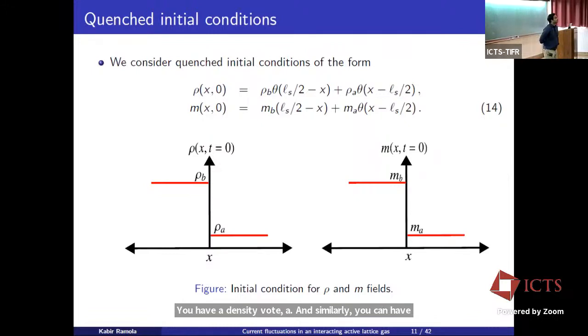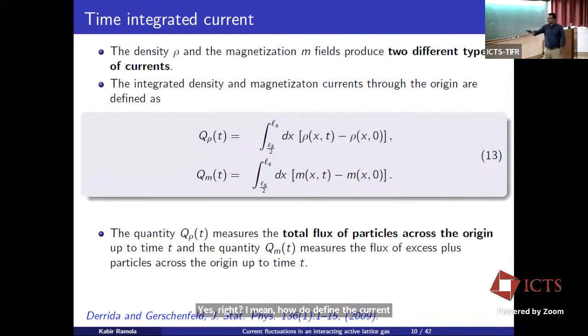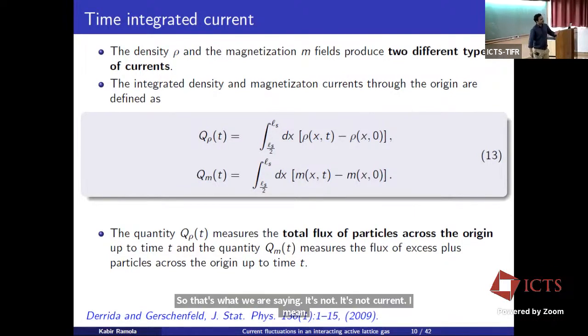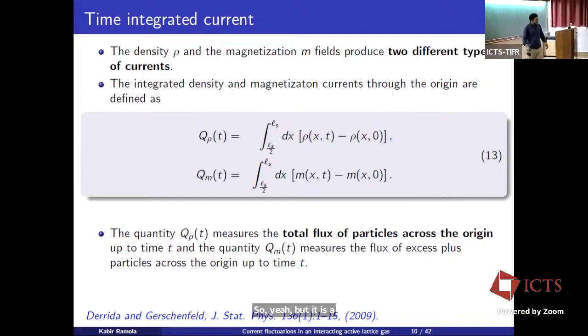Yes, please. I mean, how to define the current? It's not clear to me. Yeah, no, so it is not conserved, but you can still define it in this particular way. So that's what we are saying. Then it's not a current. I mean, something. But it is a current plus some non-conservative term. You're absolutely right.